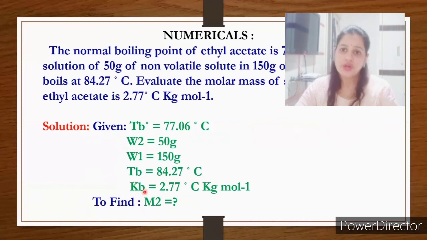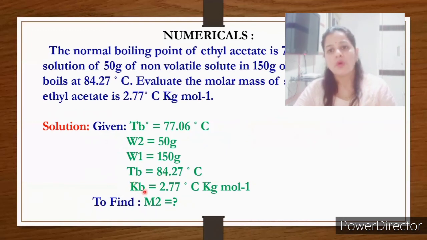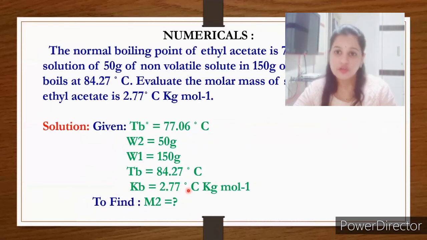Have you all understood this? This is very simple boiling point elevation. After this, the third colligative property, that is freezing point depression, is also the same as the boiling point elevation, which we will see in our next video. So I hope you all have understood everything.